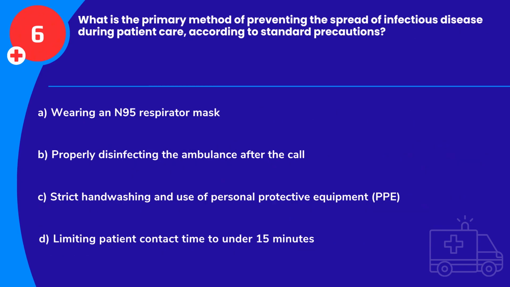Question 6. What is the primary method of preventing the spread of infectious disease during patient care, according to standard precautions? A. Wearing an N95 respirator mask. B. Properly disinfecting the ambulance after the call. C. Strict hand washing and use of personal protective equipment, PPE. D. Limiting patient contact time to under 15 minutes.